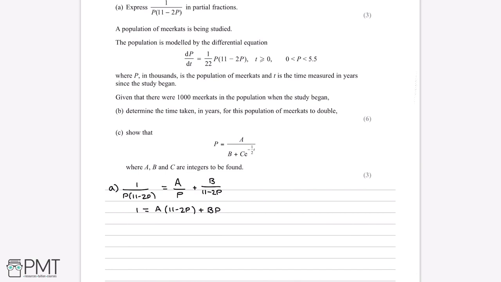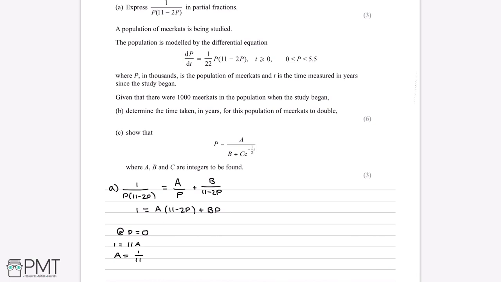But what we can do is we can say that when p is equal to 0, Bp is also equal to 0, and therefore we're only left with A. And so this can help us find A. So if we say p is equal to 0, we're left with 1 equals, and then 11 minus 2p, when p is equal to 0, is just 11. So we're left with 11A, and as I said before, Bp just turns to 0. So we can now find A is equal to 1 over 11. We divide both sides by 11.